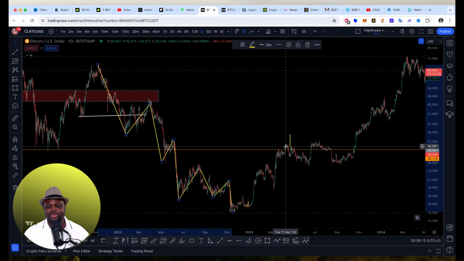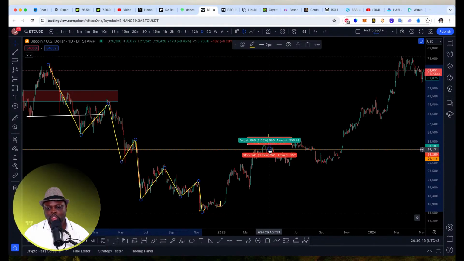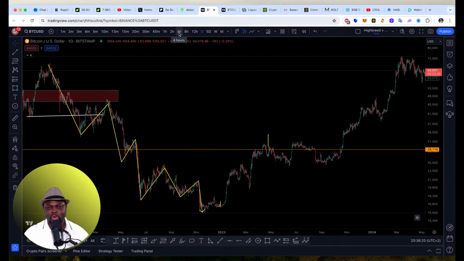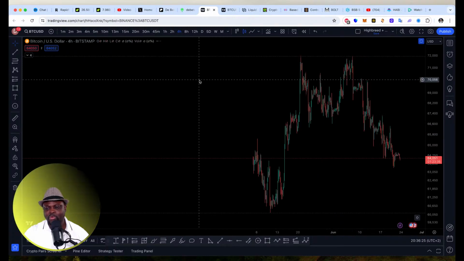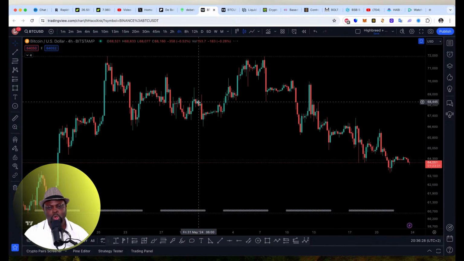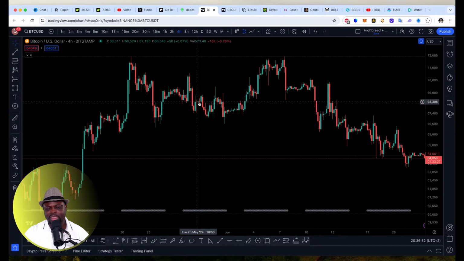But we are looking at this on the higher time frame. So let's switch a little bit down to see if we can look at it, let's say on the 4 hours time frame. Maybe on the 4 hours time frame we can see something here which might give us a clue on what we might be expecting. So this is Bitcoin on the 4 hours time frame.